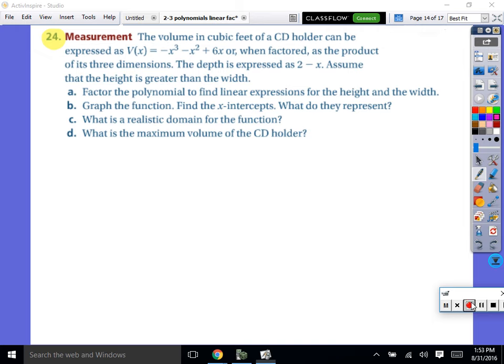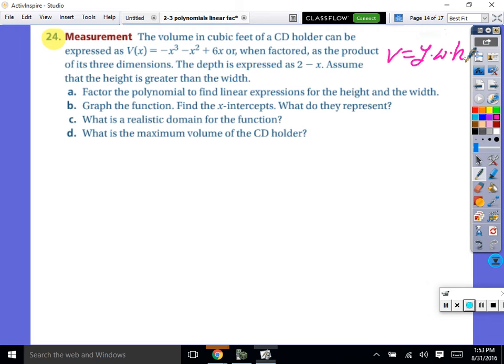So we have to be able to apply it, and I'm gonna make sense to you of what we're doing here, okay? So let's read number 24 on your paper. It says the volume in cubic feet of a CD holder can be expressed as volume of x is equal to negative x cubed minus x squared plus 6x, or when factored as a product of its 3 dimensions. So we know volume is length times width times height, right?